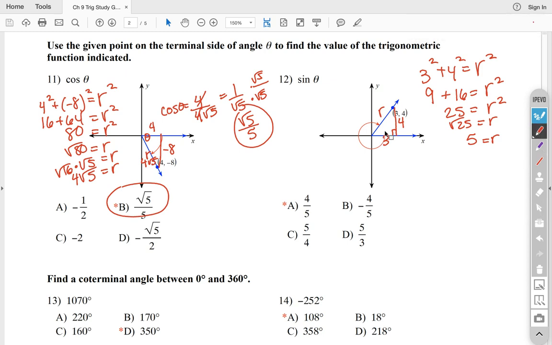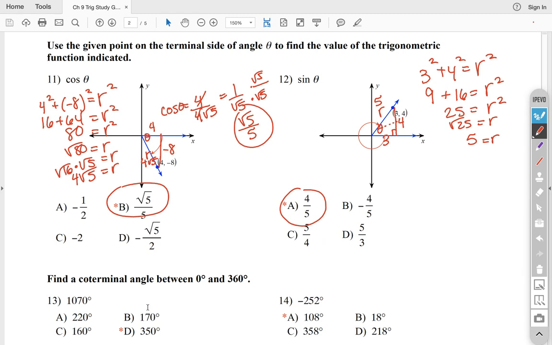After you get 5, that's what your hypotenuse is, 5. You're going to do sine and make sure the angle's in the middle here. Sine is going to be opposite over hypotenuse, so 4/5. Remember, opposite is the one directly across. So 4 over hypotenuse 5. All right, so 11 is B and 12 is A.